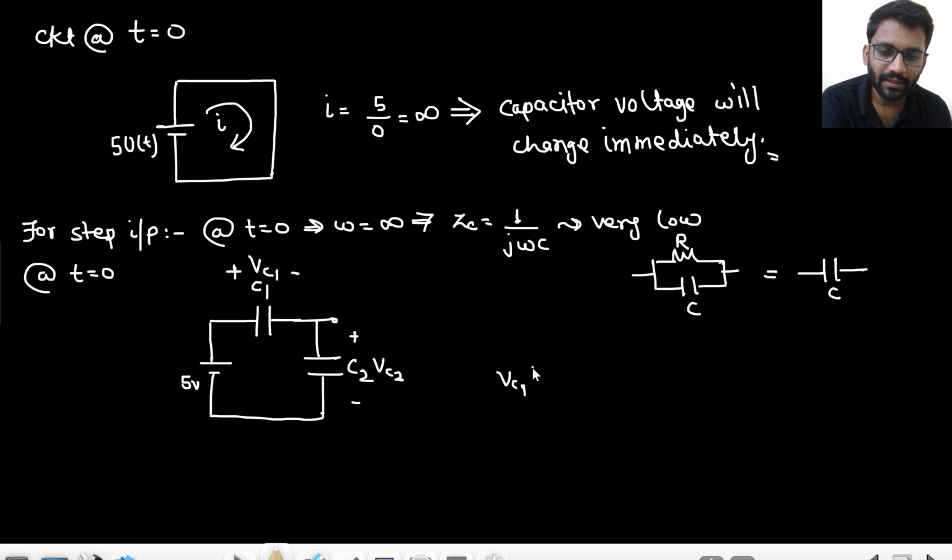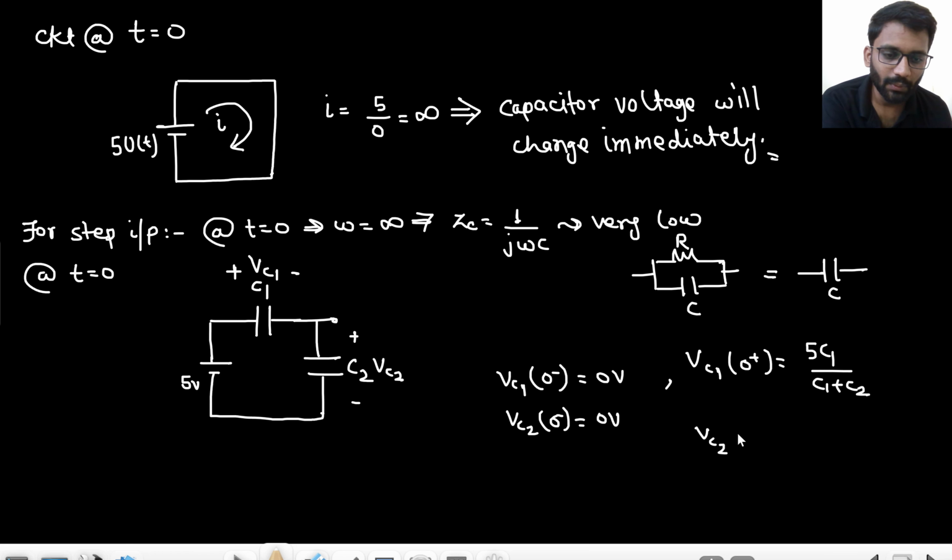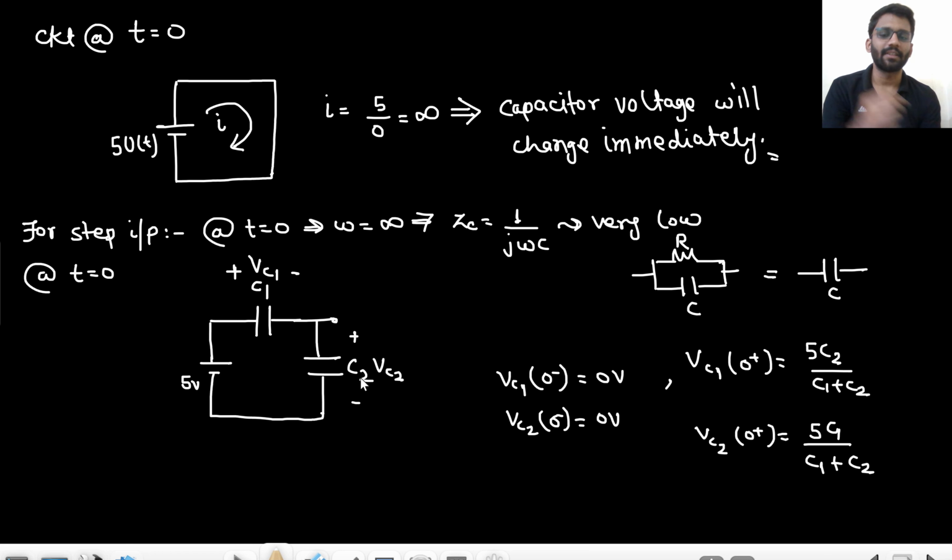Although your VC1 for t equals 0 minus was 0 volt, and your VC2 for t equals 0 minus was 0 volt, your VC1 for t equals 0 plus will be what? It will be 5 into C2 upon C1 plus C2, and VC2 at t equals 0 plus would be 5 into C1 upon C1 plus C2, because in case of capacitors we divide the voltage in inverse proportion. Because of the infinite current, it is changing its voltage immediately.